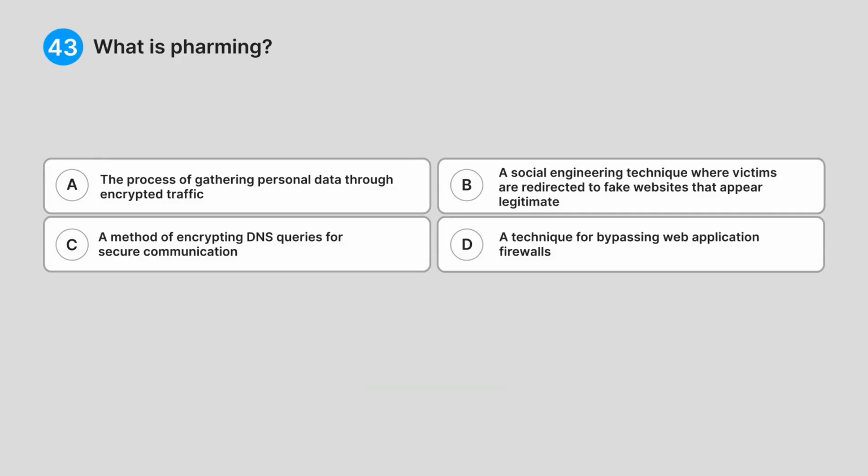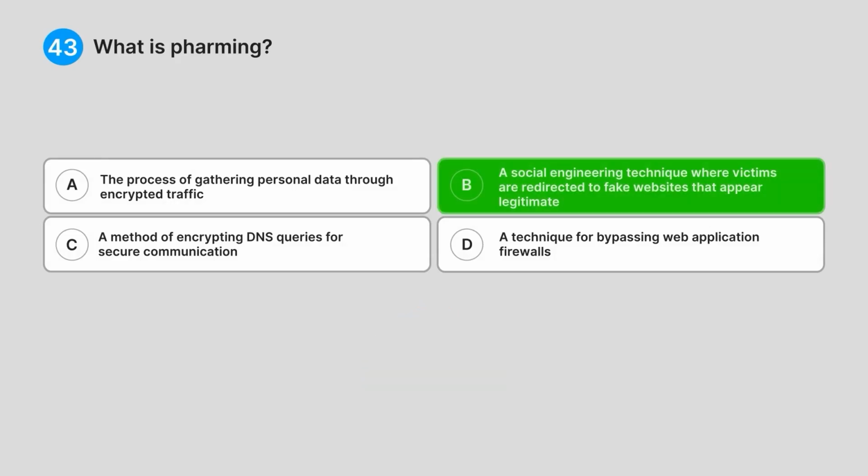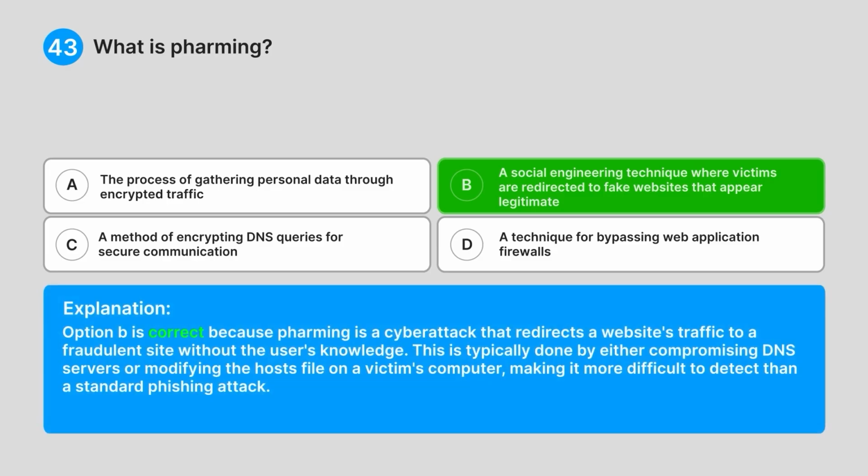Correct answer. B. A social engineering technique where victims are redirected to fake websites that appear legitimate. Explanation. Option B is correct because pharming is a cyber attack that redirects a website's traffic to a fraudulent site without the user's knowledge. This is typically done by either compromising DNS servers or modifying the hosts file on a victim's computer, making it more difficult to detect than a standard phishing attack.